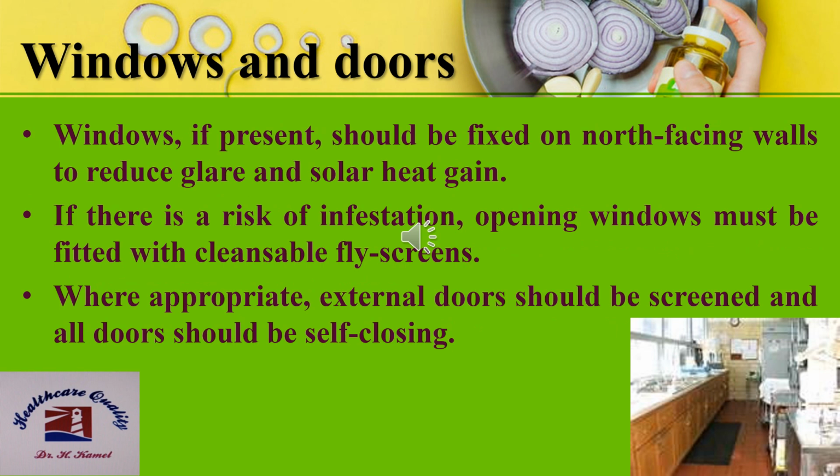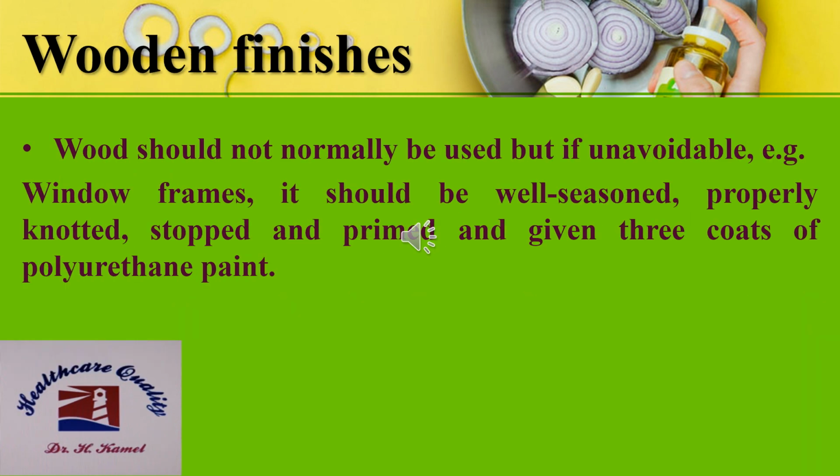Windows and doors. Windows, if present, should be fixed on north-facing walls to reduce glare and solar heat gain. If there is a risk of infestation, opening windows must be fitted with cleanable fly screens. Where appropriate, external doors should be screened and all doors should be self-closing. Wooden finishes. Wood should not normally be used, but if unavoidable, for example window frames, it should be well seasoned, properly knotted, stopped and primed, and given 3 coats of polyurethane paint.